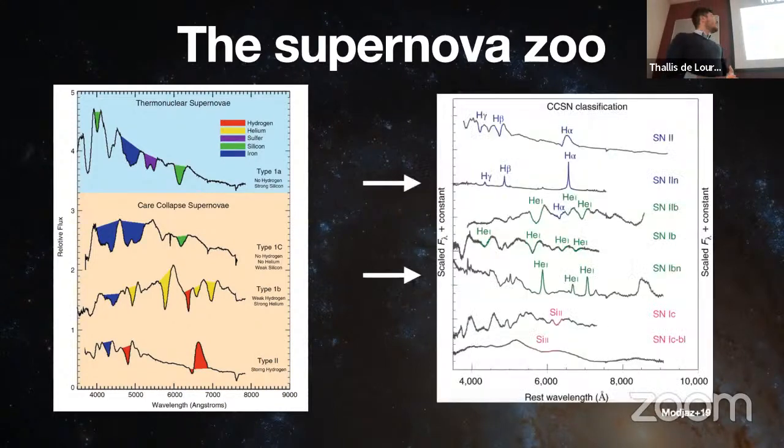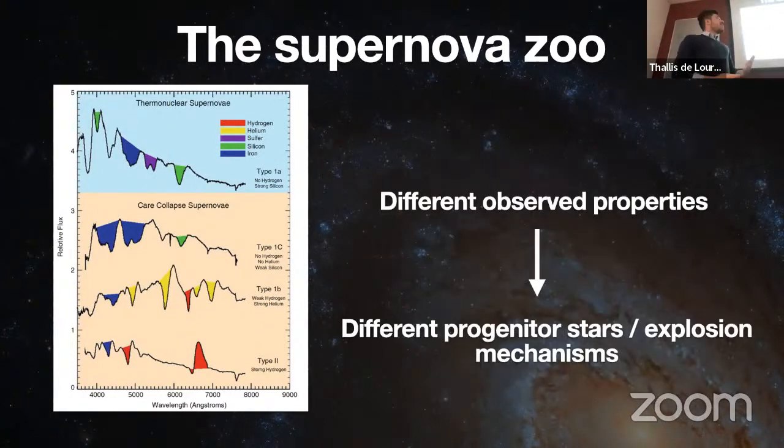And as I mentioned earlier, some supernovae interact with this very dense circumstellar material, and we see these emission lines in their spectra. So if the circumstellar material, again, is hydrogen-rich, we see hydrogen in emission, like here. And if it's helium-rich, we see helium in emission. But what is important is that these different properties of the different supernovae are telling us that there are different progenitor stars and different explosion mechanisms for each supernova type.